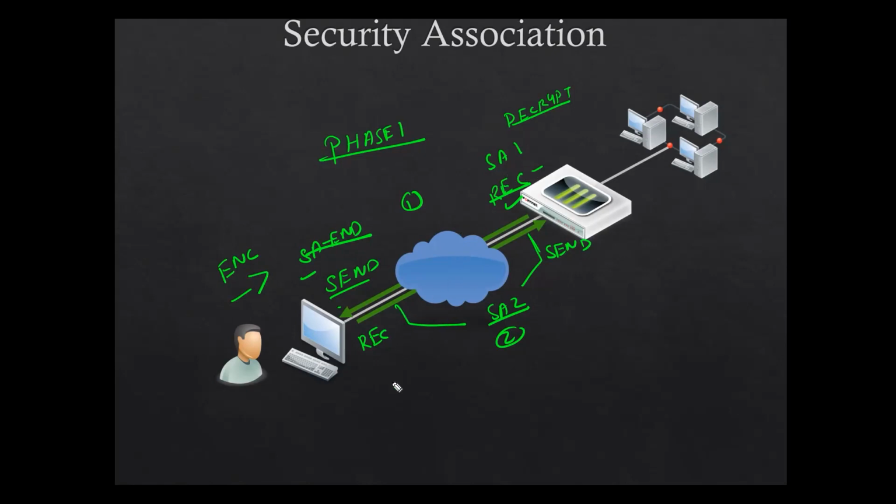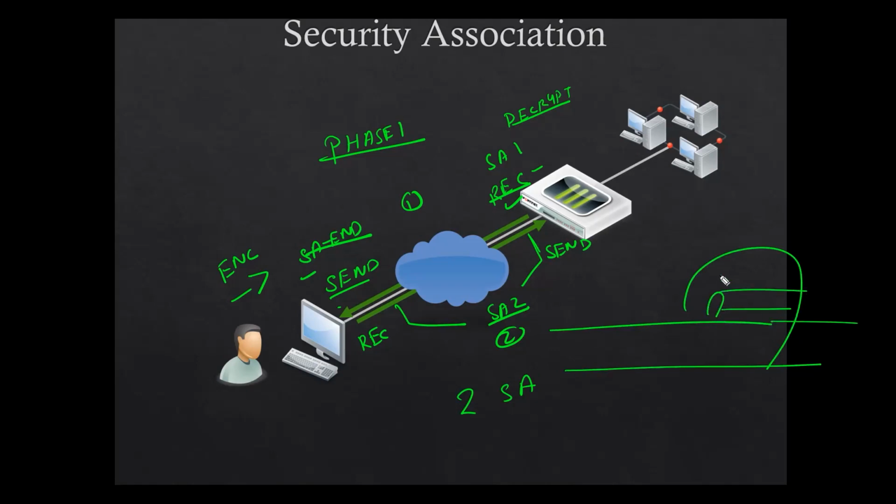Okay, so see, this is why I say that there are two security associations. So it's like this. You have a big tunnel. Inside this big tunnel, you have smaller tunnels. One for sending, and another one for receiving. That's what I mean.